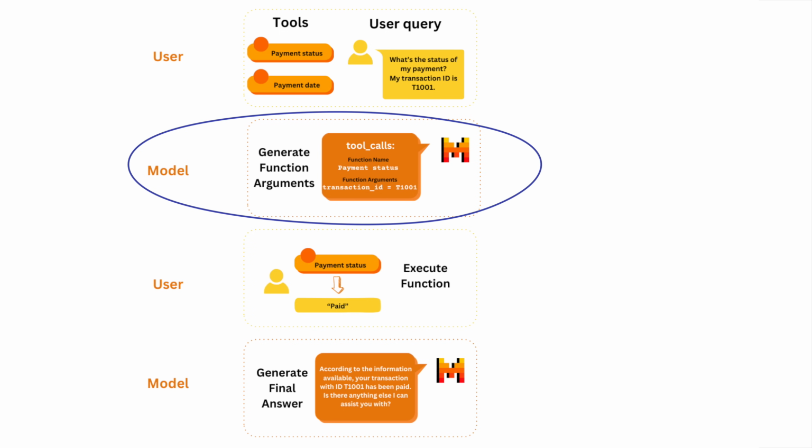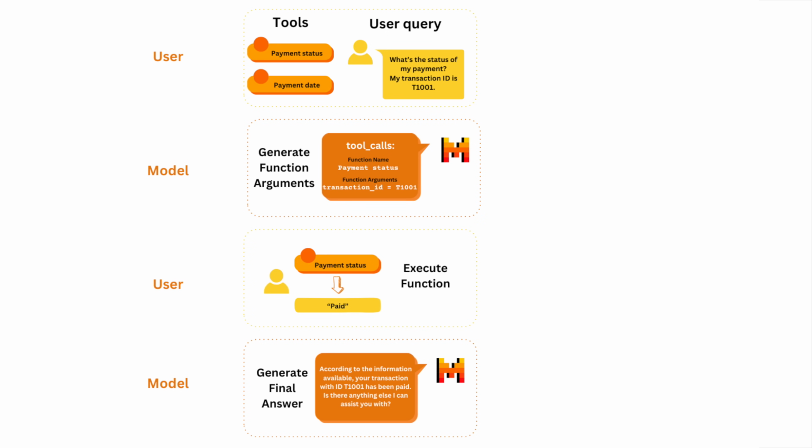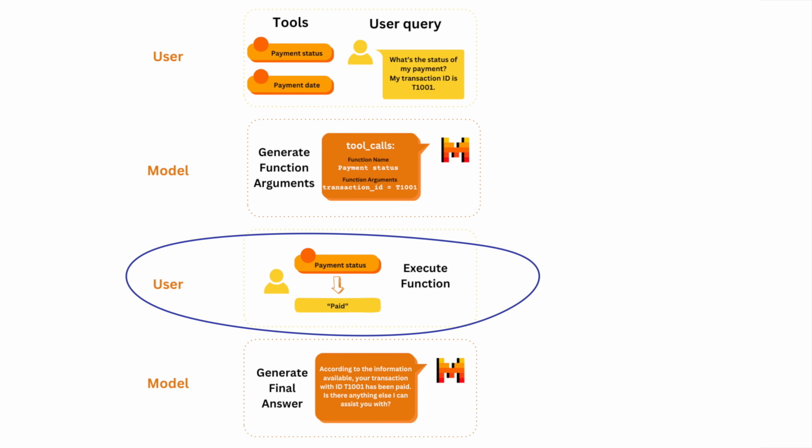Step two is for our model to generate function arguments. Based on the user query, our model will be able to figure out that we should use the tool payment status with the function parameter transaction ID equals T1001. Now we know which function to run and the parameter for the function. Users can execute the function to get the results. For example, the status of this payment is paid.